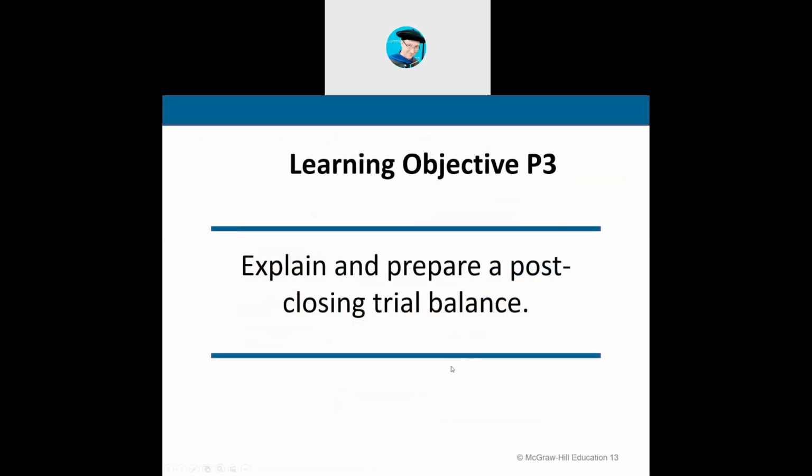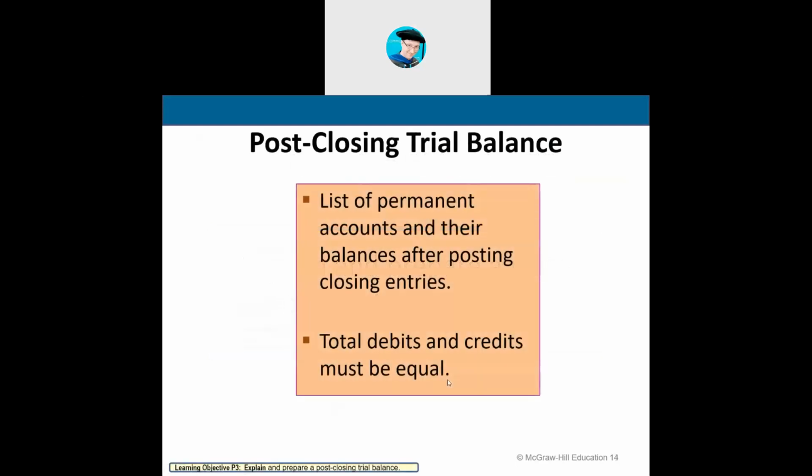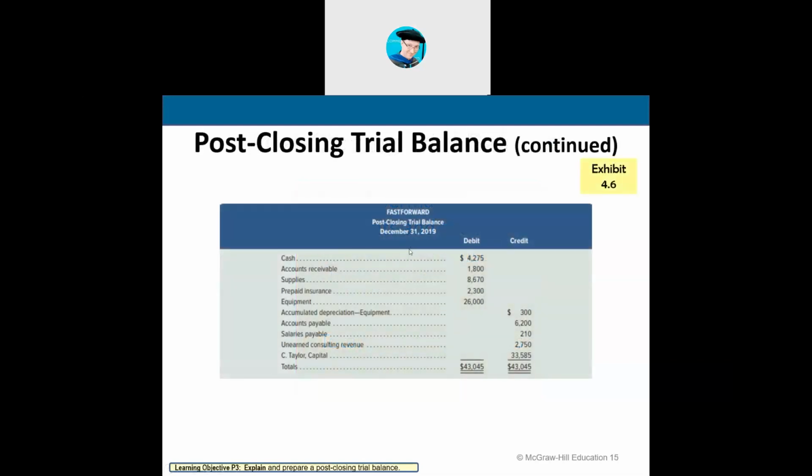And we validate all of this through the post-closing trial balance. This is a list of all of our permanent accounts after the closing journal entries are made, and the debits must always equal the total credits. So let's take a look at that. We have cash, accounts receivable, supplies, prepaid insurance, and equipment. These are all of our asset accounts, right?